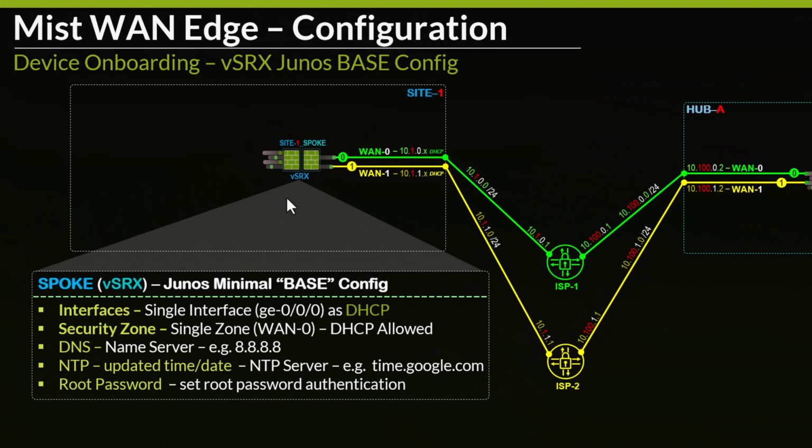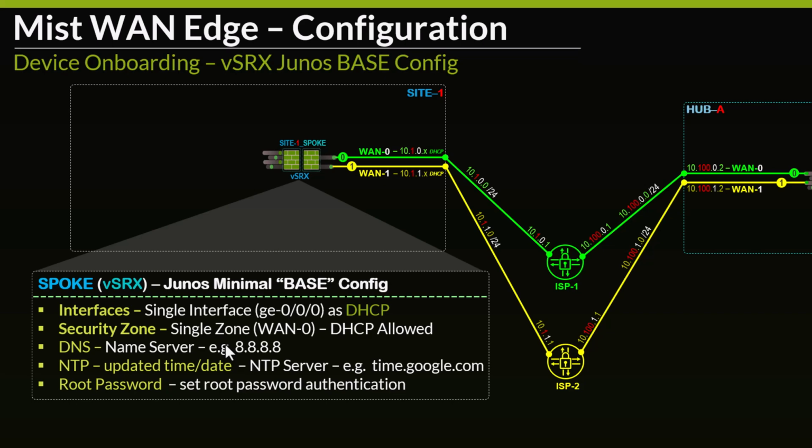The first thing that I did with my VSRXs is make sure that each VSRX, be it a hub or a spoke, will be able to have connectivity to the internet in order to reach Mist Cloud and Mist managed servers. For that, all you need is at least one interface. In this case, I'm using ge-0/0/0 as my WAN 0, and it has DHCP. You also need a configuration zone that this interface is attached to. In my case, I have 1.0 as my single zone.